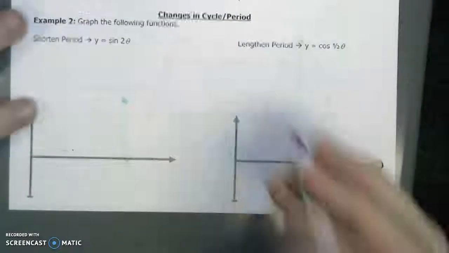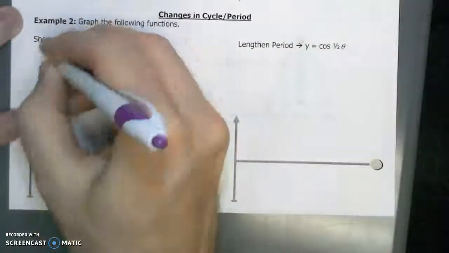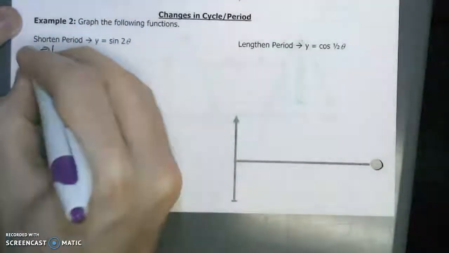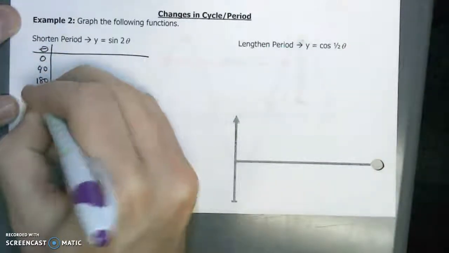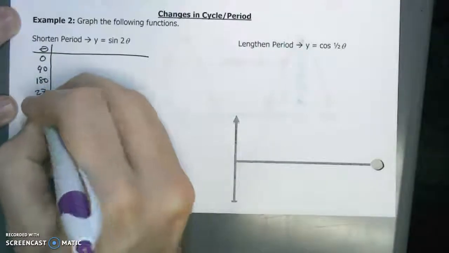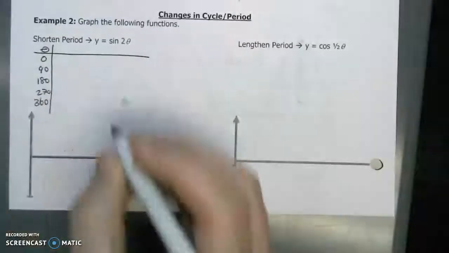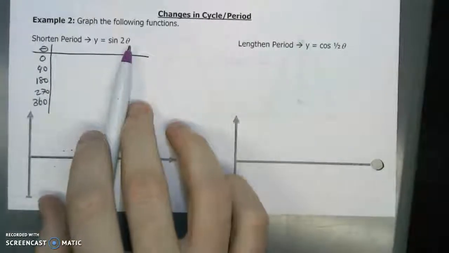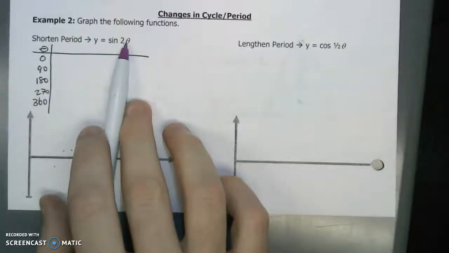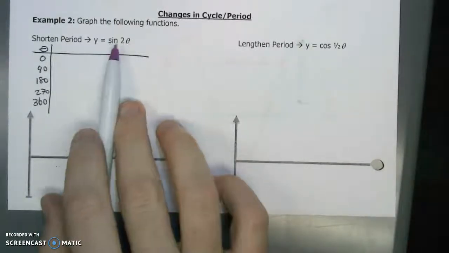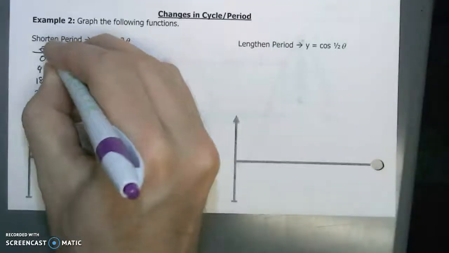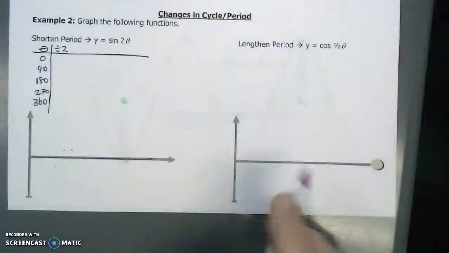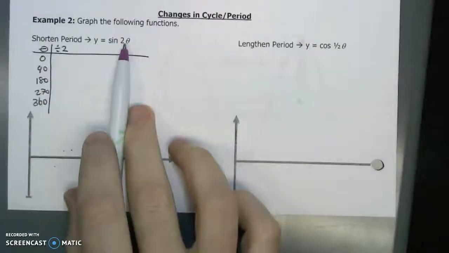Let's go ahead and start with our original theta column. 0, 90, 180, 270, 360. And then anytime you do something to theta, you want to actually do the opposite in your table. So if it says 2 times theta, we're going to divide these by 2. So always do the opposite. So it says multiply by 2, so in the table you divide by 2.